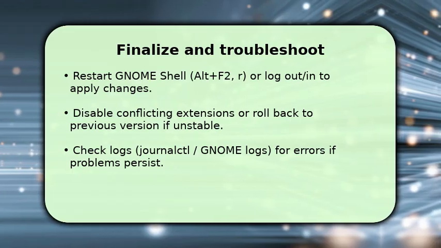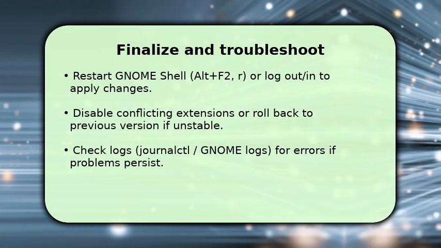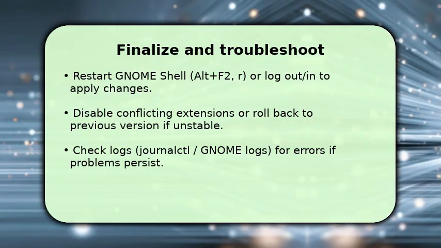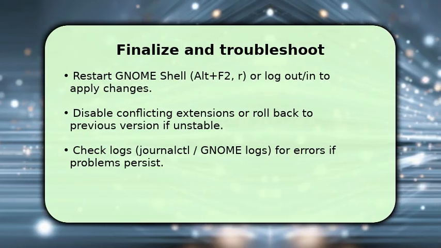If instability continues, roll back to a prior version or remove the extension. As a key troubleshooting tip, check GNOME logs with journalctl and the Extensions app error details. Those logs show what failed and guide the corrective step.